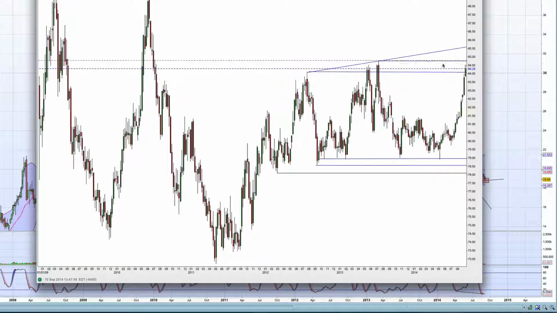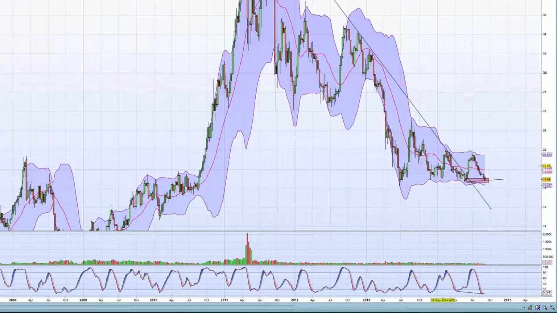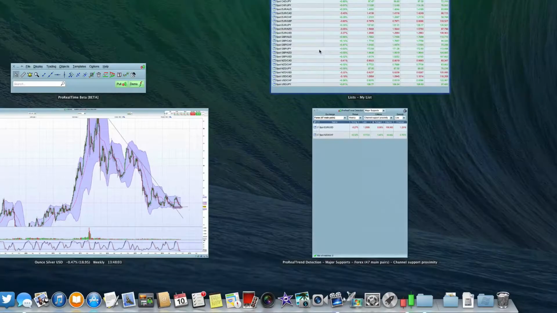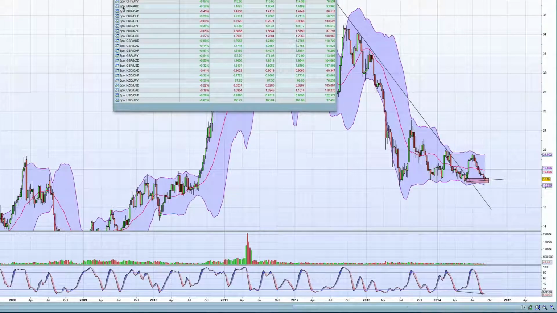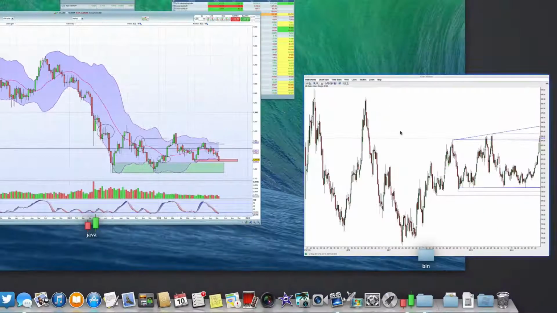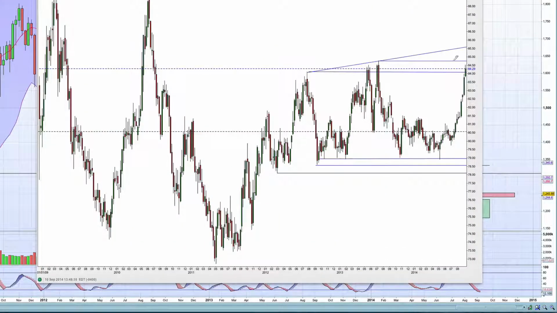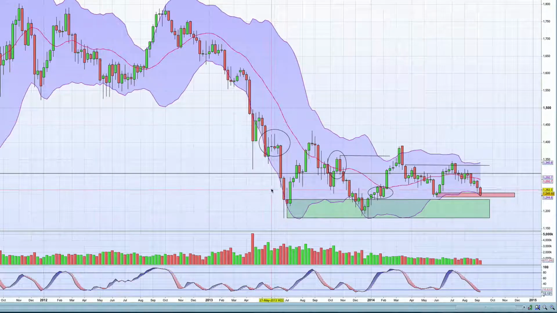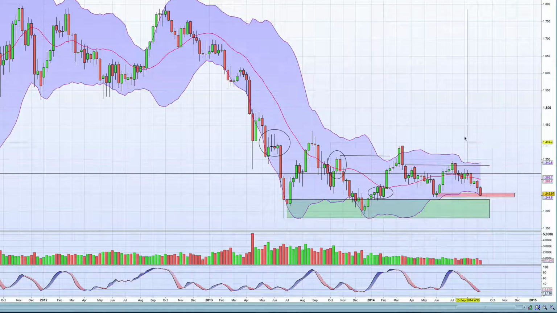And if this level holds as resistance, then these levels here for silver, between $18.45 and $19, and for gold, between, let's say, $1230 and $1240, that's the only way we're going to see these levels hold. So we're going to see these levels hold if these levels for the dollar hold as resistance. Okay, and that's about it. I just wanted to make sure we were clear on some of these levels.